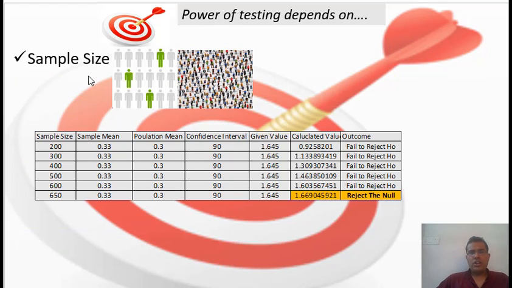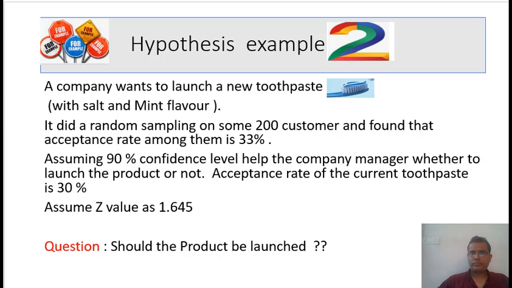So now let's discuss sample size. I have created a few scenarios based upon the sample size, and I have pasted it over here, but you can understand these numbers only if you have seen my previous video. If you have not seen my previous video, then let me quickly discuss the scenario on which these calculations are based. In my previous video I have taken this example. A company wants to launch a new toothpaste with salt and mint flavor. It did a random sampling on some 200 customers and finds that acceptance rate among them is 33%. Assuming 90% confidence level, help the company manager decide whether to launch the product or not. Acceptance rate of the current toothpaste is 30%.